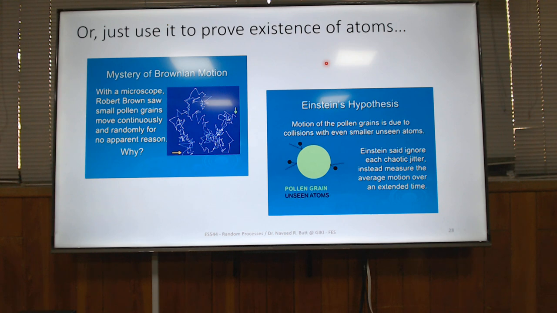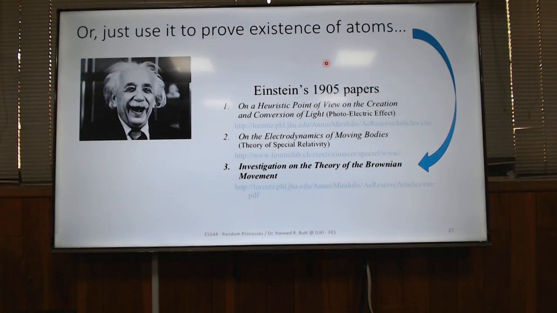It's actually a case of Markov process, we call it random walk. It's a stochastic process, random walk, very important. It's actually a realization of the random walk. But anyway, what he said, we cannot look at individual atoms hitting it, but we can model their average behavior and see the motion in extended time, how the pollen is going to move. And he was able to model this thing using the assumption that there are lots of small particles hitting this pollen grain. Yeah, and that is what he says in his work, Investigation on the Theory of Brownian Movement.